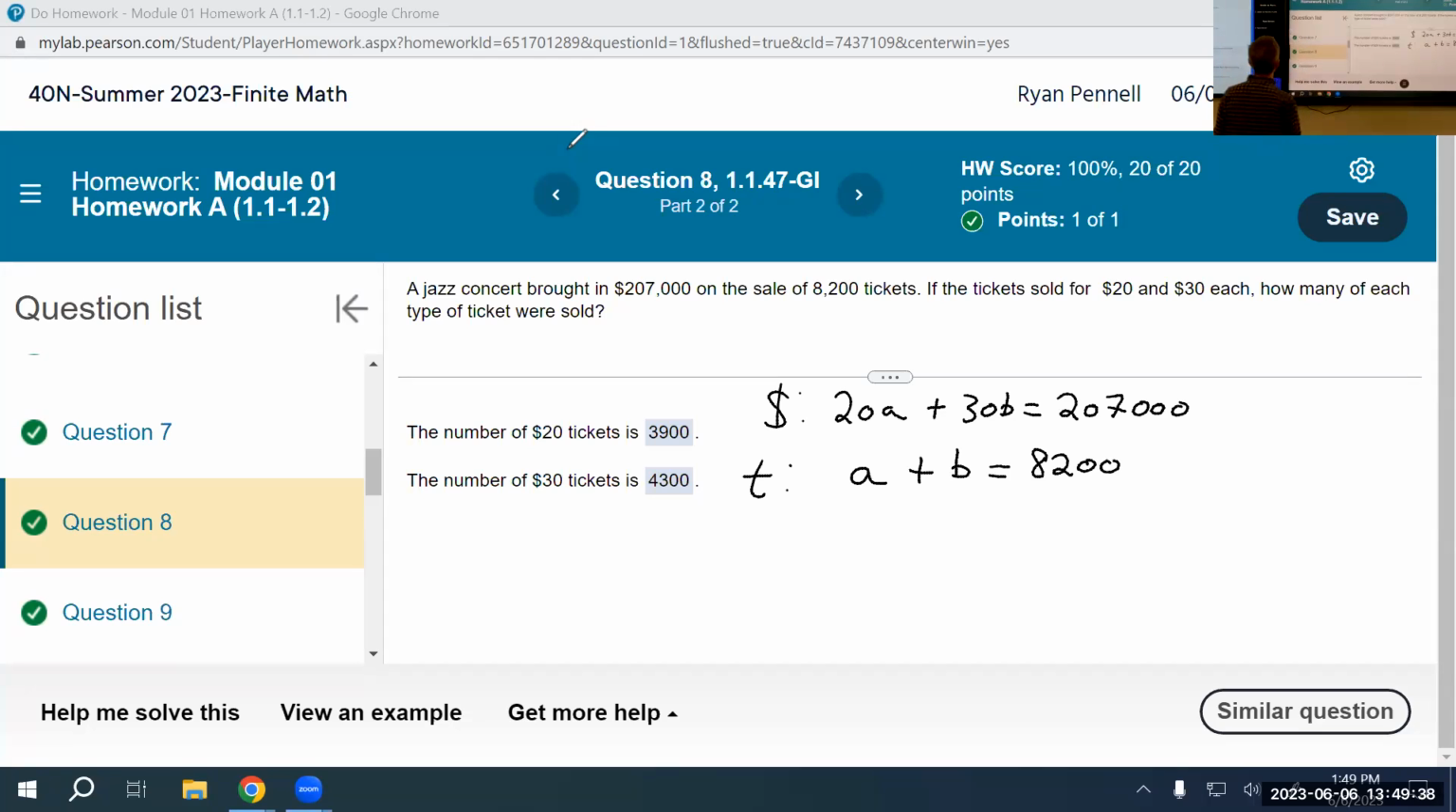There's a lot of different ways, and we're going to look at a lot of different ways to solve this today. For this question, I think the easiest way is called substitution. So I'm going to use the method of substitution, and I'll show you what I mean. The way to substitute is to solve for one of the variables and then plug it into the other equation. So I'm going to solve for B on that ticket equation. If I do that, B equals 8,200 minus A. I wrote the A a little funny, but there it is.